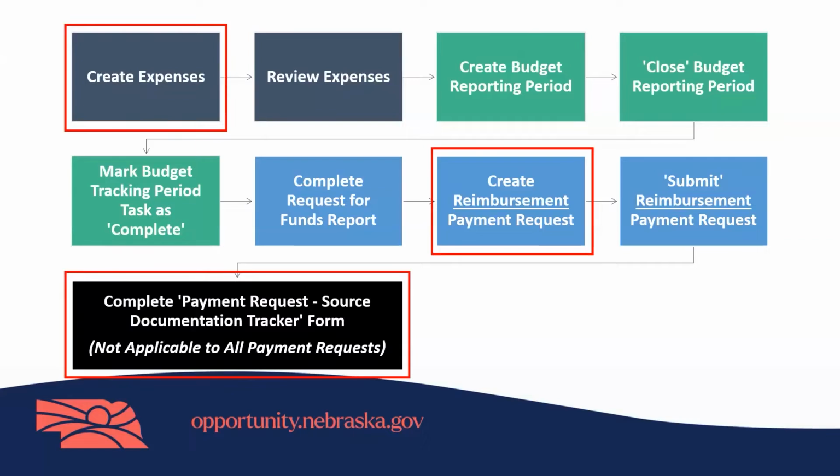The change there is that it's going to be a reimbursement payment request, and all of your expenses will be in there. Then you'll get paid like normal. When that payment request is approved and you have all of the proof of payment documents that you were missing, then you will fill out the Payment Request Source Documentation Tracker form. If you did have proof of payment for all of your expenses in that payment request, then you would not need to fill it out.